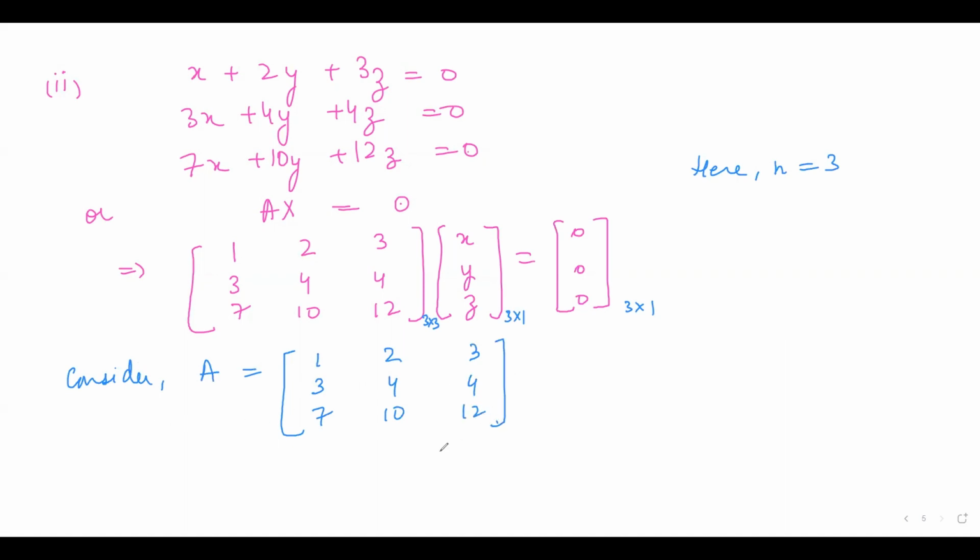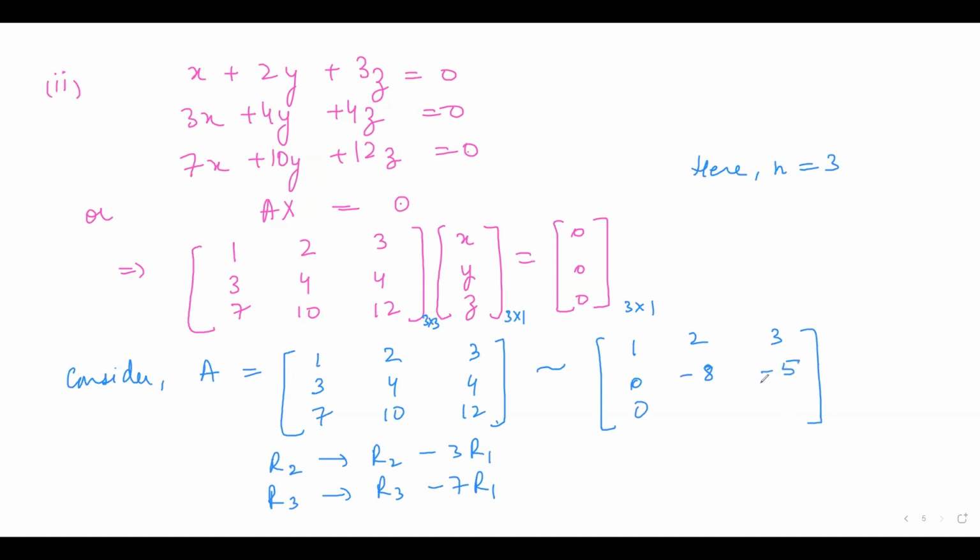So the first elementary row operation would be row 2 goes to row 2 minus 3 times row 1. Row 3 goes to row 3 minus 7 times row 1. So I'll get here the first row as it is. So 4 minus 12 is minus 8. So 4 minus 9 is minus 5. Then when you take it for the 7, so 10 minus 14 is minus 4, and 12 we have, so this would be minus 21.